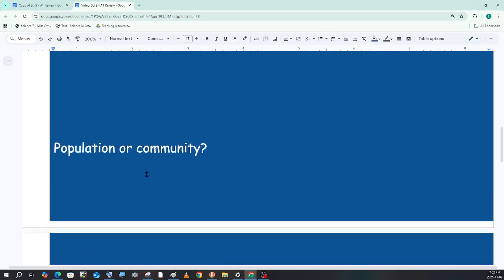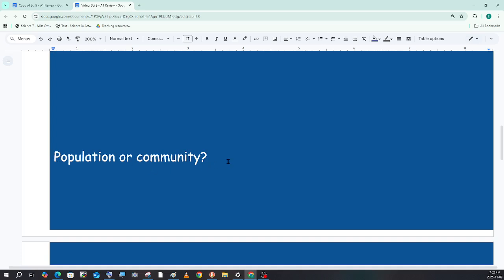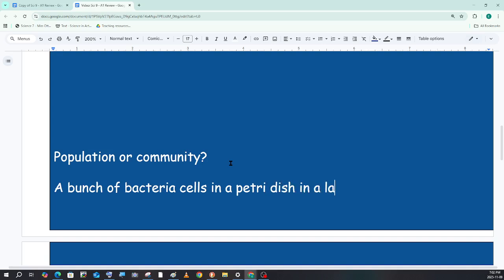All right, for the next part of our lesson here, let's go over the difference between a population and a community once again. I'm going to describe a group of organisms. Your job is to tell me if it's a population or a community. All right, so first example here is a bunch of bacteria cells in a petri dish in a lab. Would that be a population or a community?